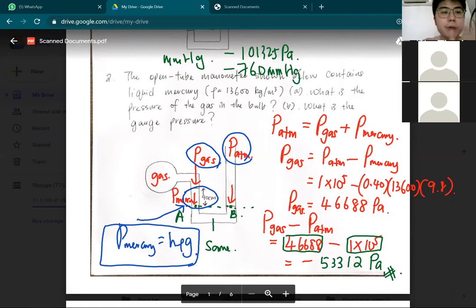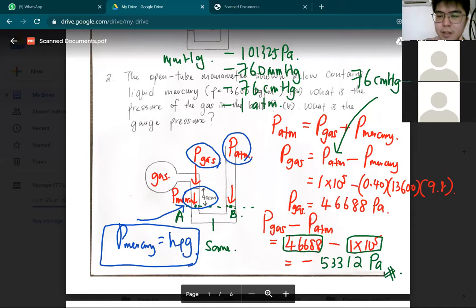Hg is mercury. 760 millimeter mercury or 76 cm mercury, or 1 atm. These are all different units for atmospheric pressure. They are all the same. So if the question wants you to express in millimeter mercury or centimeter mercury, then you change this one. P atm is 76 cm mercury.